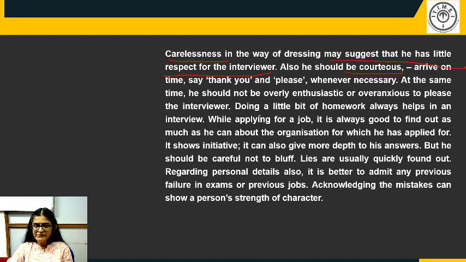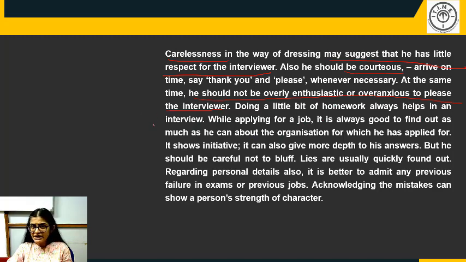At the same time, he should not be overly enthusiastic or over anxious to please the interviewer. While you should be polite and well-mannered, don't try excessively to make the interviewer happy. It can seem very fake or unreal, right? Doing a little bit of homework always helps in an interview.